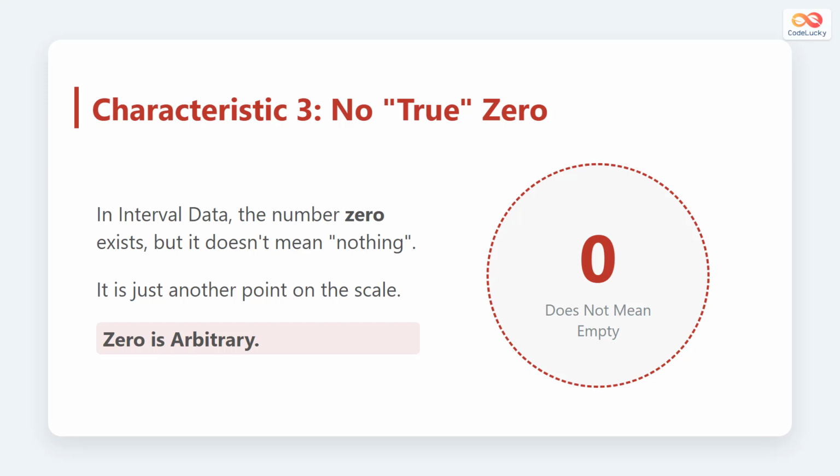The third and perhaps most tricky characteristic is that there is no true zero. In interval data, the number 0 exists, but it does not mean nothing or empty. It is simply another point on the scale. We say that the 0 is arbitrary.